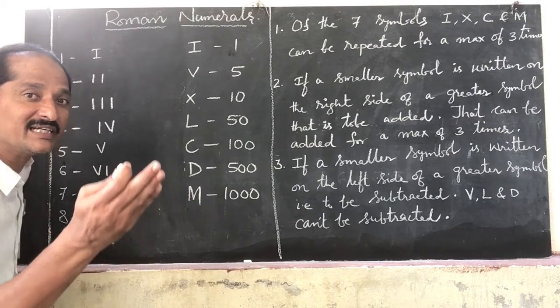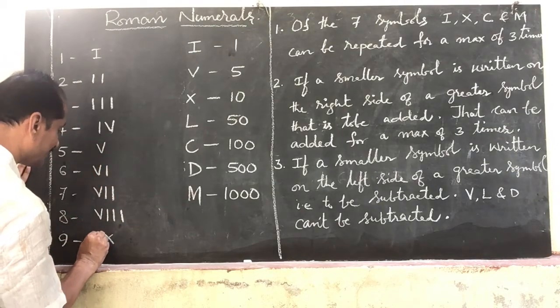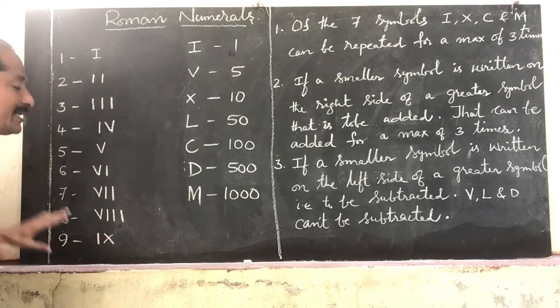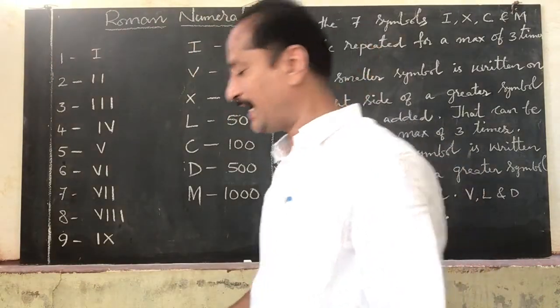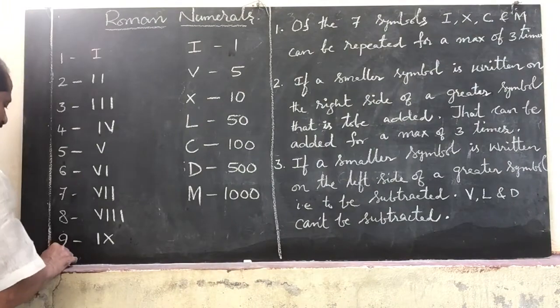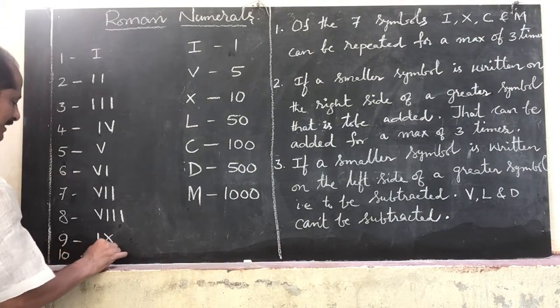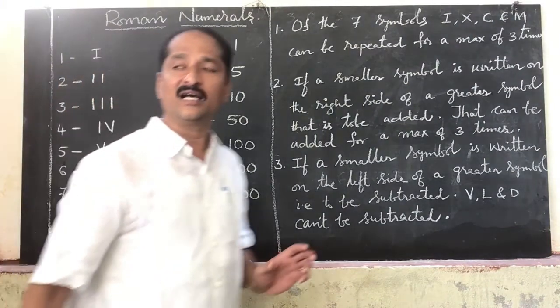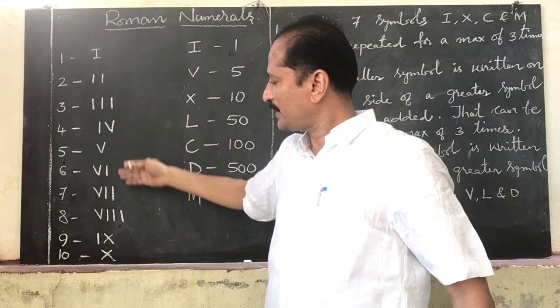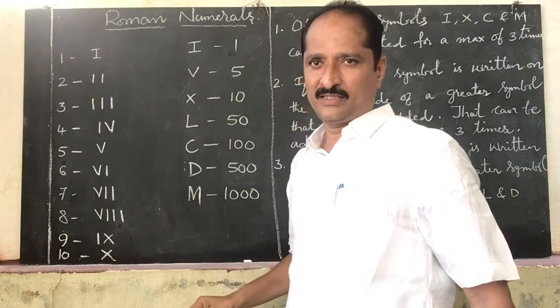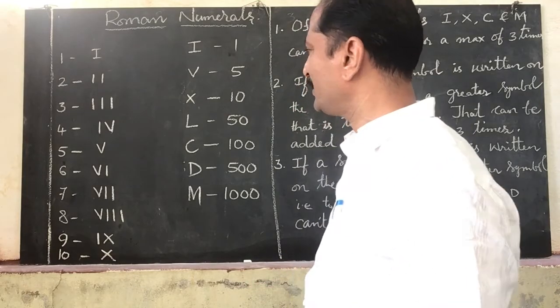A smaller symbol is to be written on the left side. So if you are writing on the left side of the greater symbol, that is to be subtracted. So IX is 9 and 10. To write down 10, we already have the 10 symbol, that is X. So these are the ways of writing Roman numbers: 1, 2, 3, 4, 5, 6, 7, 8, 9, 10. These are the Roman numbers.